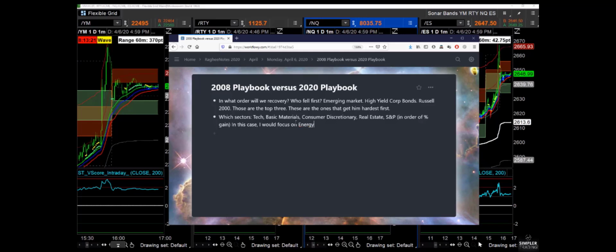You notice energy wasn't listed there. I think energy is going to be a big one. I would focus on energy. I would focus on materials, and then I would focus on likely real estate. That's going to be a big one here. I want to see real estate come back, and then I'll focus on consumer discretionary.